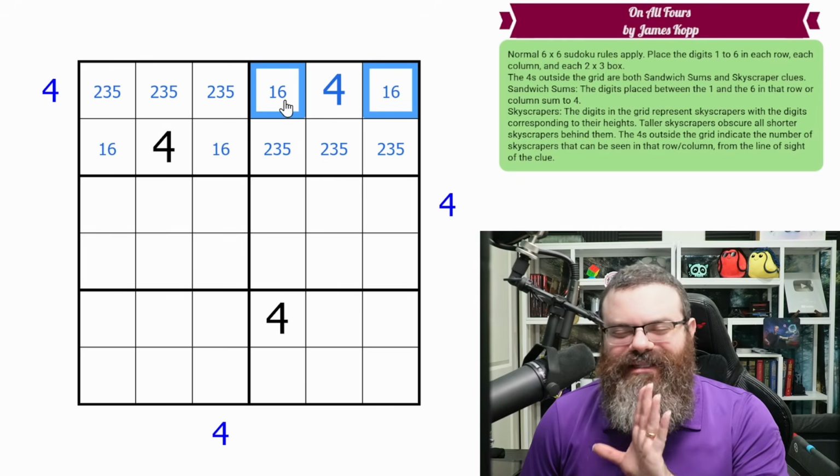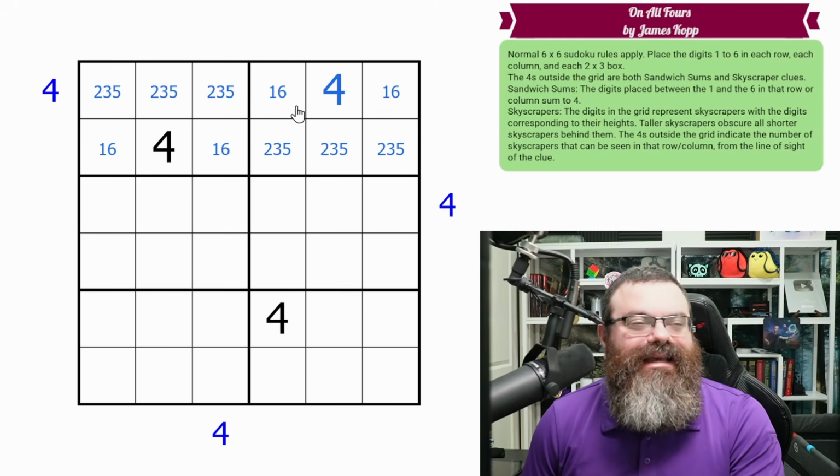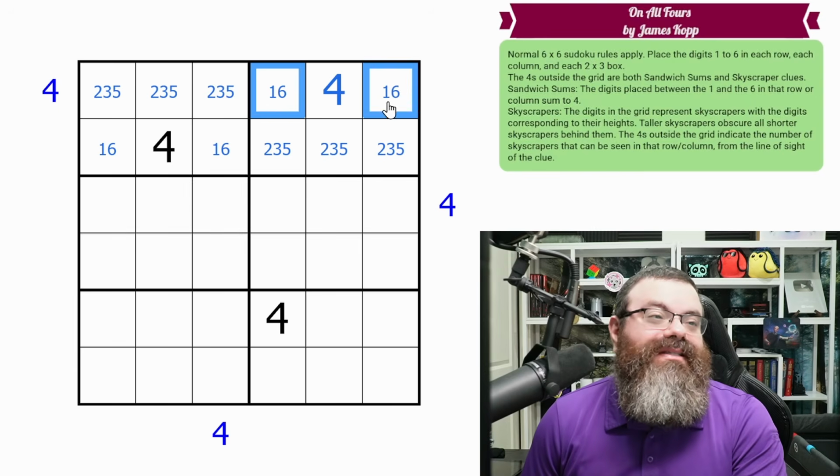Sorry, the 6 is never hidden. That means the 1 and the 4 get hidden. Sorry, I said the wrong digits. I got ahead of myself. So we always see the 6, and the 5 over here is going to hide the 1 and the 4.